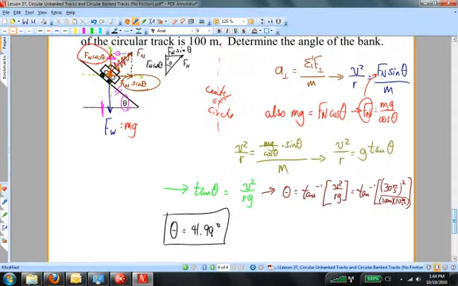I think what's important is that you see how to set it up, how to sketch free body diagrams, and then to apply Newton's second law. You will get problems like this on a test, so it's important to know how to solve the problem. For now, that's it.